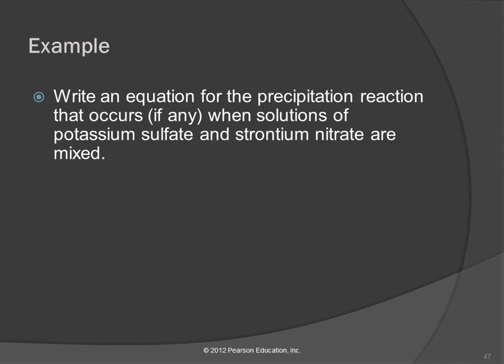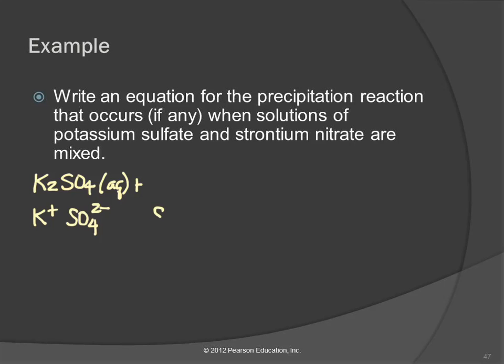Write an equation for the precipitation reaction that occurs, if any, when solutions of potassium sulfate and strontium nitrate are mixed. So again, we have to figure out the formulas. Potassium is K+, sulfate is SO4 2-. So we put those two together, we get K2. I don't need parentheses, what am I doing? K2SO4. It says it's a solution. We could look it up in the table, but we don't need to because we're told it's a solution.